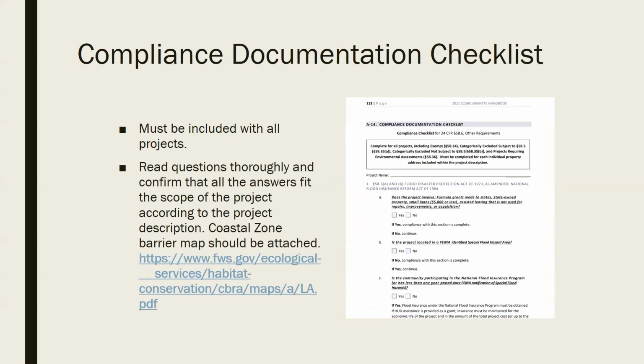The next form is the compliance documentation checklist. This is also included with all projects, and that form is also in your packet. You're going to read each one of the questions thoroughly and confirm that all of the answers fit the scope of your project. So one of the questions asks you something about code. So this link on the slide is for the coastal zone barrier map, and that should be attached to this form.